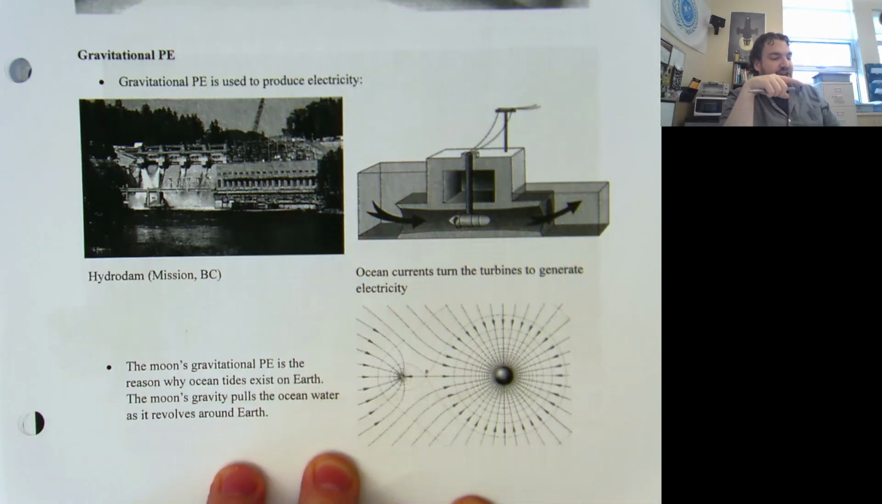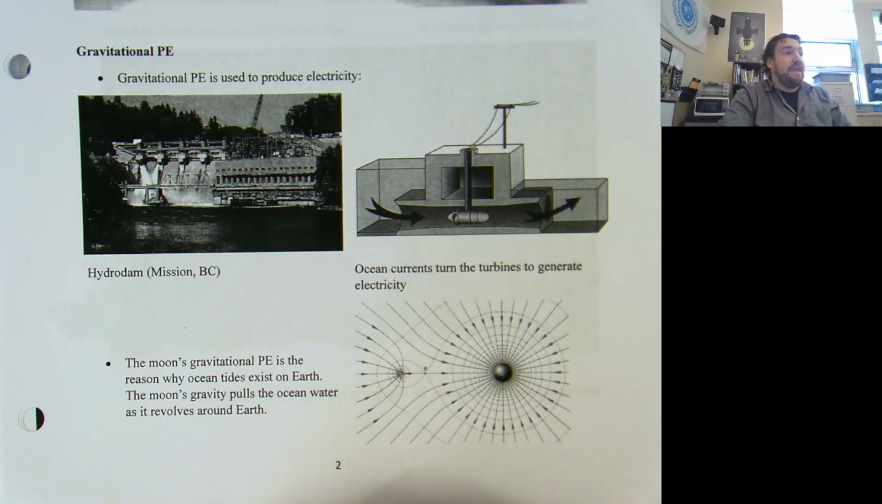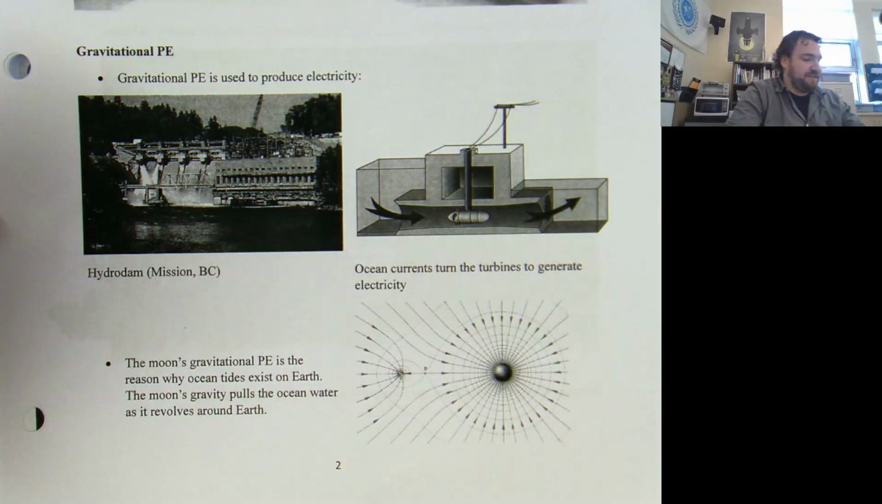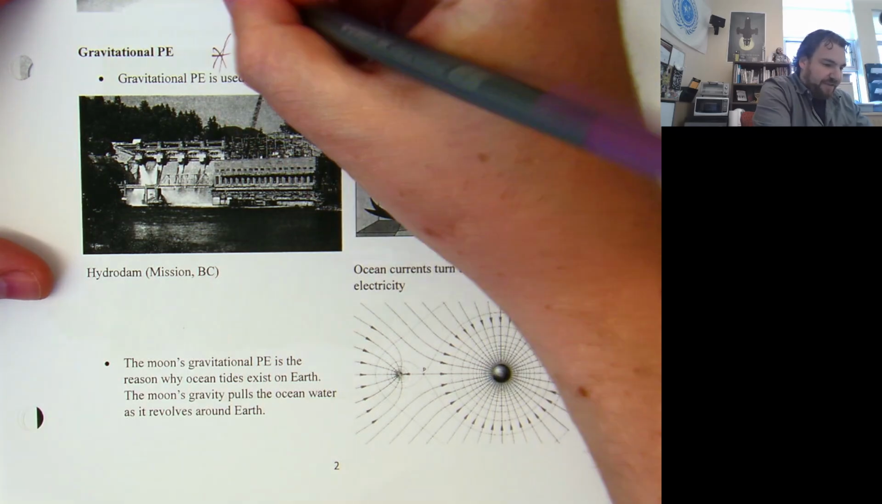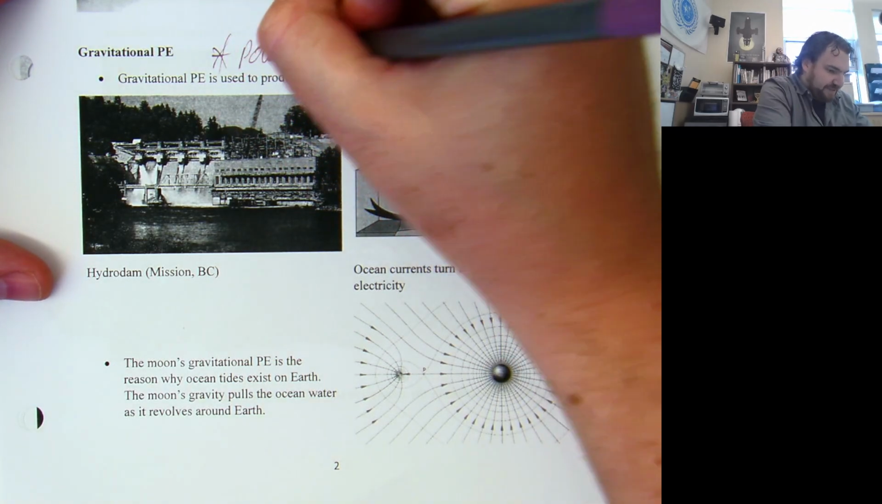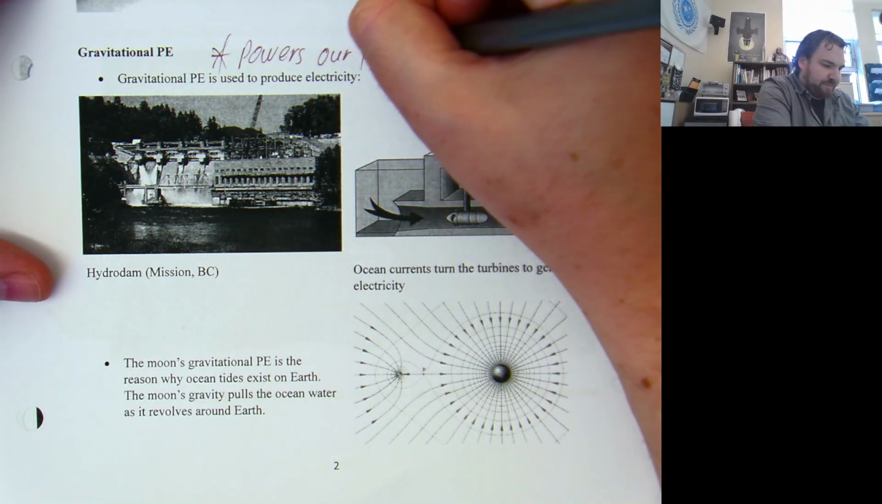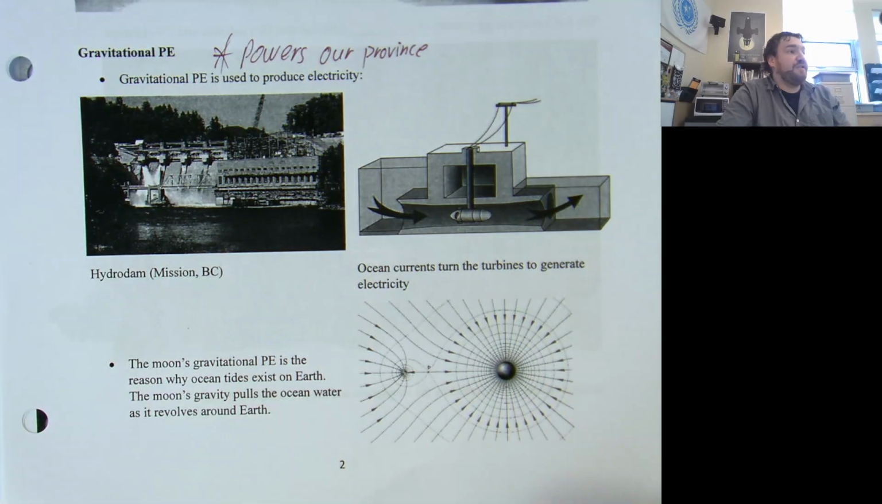Here we go, gravitational potential energy. There are a few ways gravitational potential energy is useful to us. One of them powers our province, BC Hydro, and that is just falling water. If you put a big scoop in the way of falling water, the big scoop is going to spin. You hook up the spinning scoop to a turbine, the turbine is going to spin. You spin the turbine, put some magnets on that sucker, and now all of a sudden you have a source of alternating current.